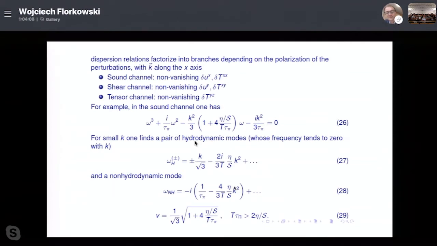Okay, so it's just the perturbation. It's like you perturb the system. You just look for waves in the system which is in global equilibrium, and then you find a relation between the frequency of the mode and the wave vector. So you find the dispersion relation. And there can be different sorts of polarization of those waves. They correspond to the sound channel, shear channel, and tensor channel.